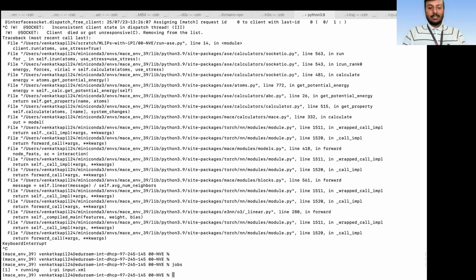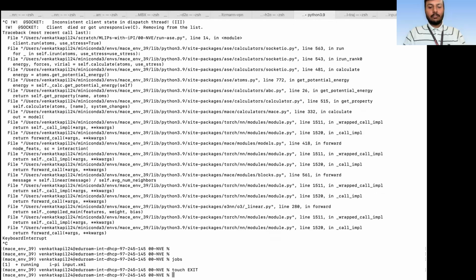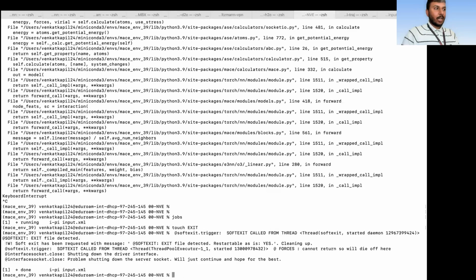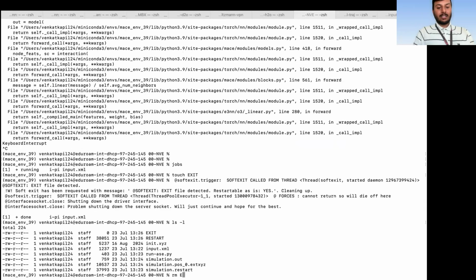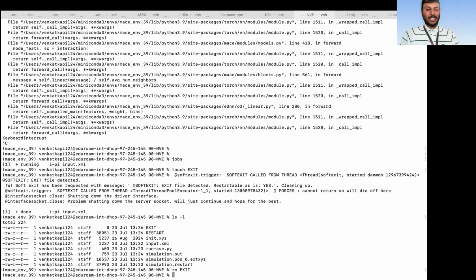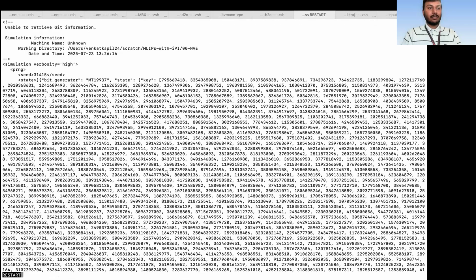And again, I've canceled this, and just want to say that if you create a file called exit in the directory, IPy does a soft exit, which means that it creates a restart file. So if you want to restart your simulation, you can use this file. And you can actually take a look at the restart file.